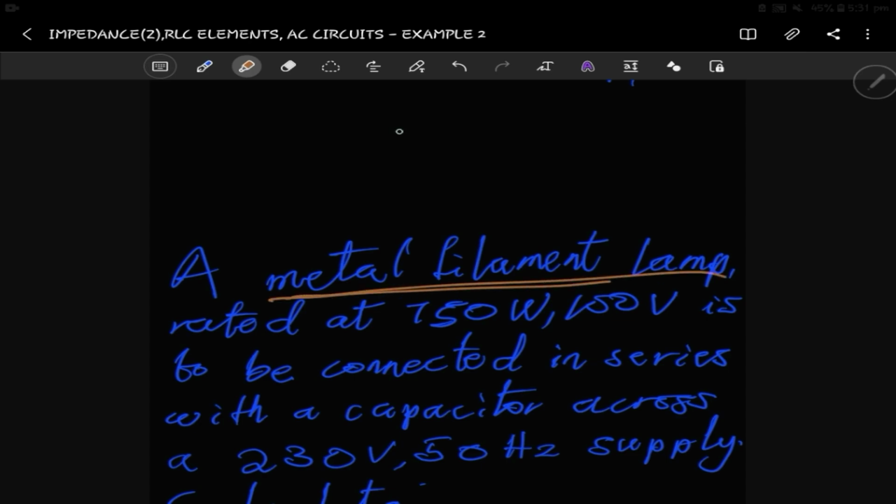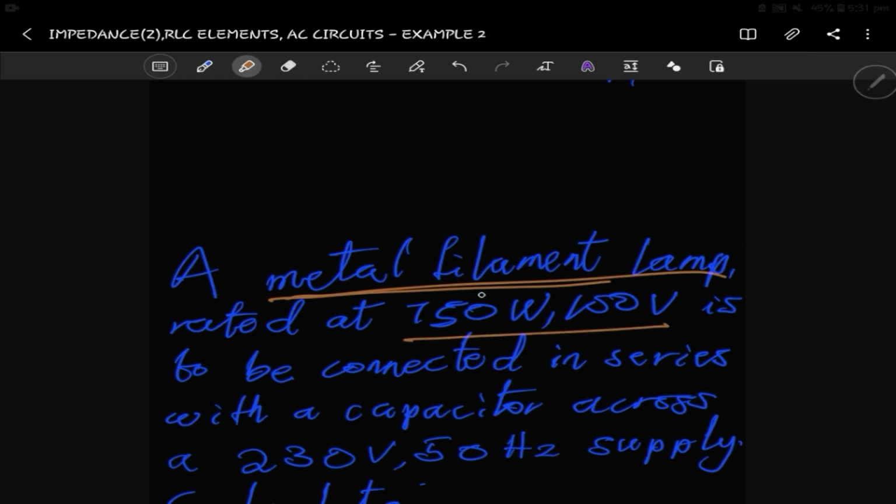lamp, right? So it's basically like a bulb, the old bulb, the fluorescent ones. So you have something like this, just to make sure you understand what's happening. You have some wires like this. You have something here, right? So this here is the metal filament we are talking about. Okay, and then you are saying that it has a rating of this.